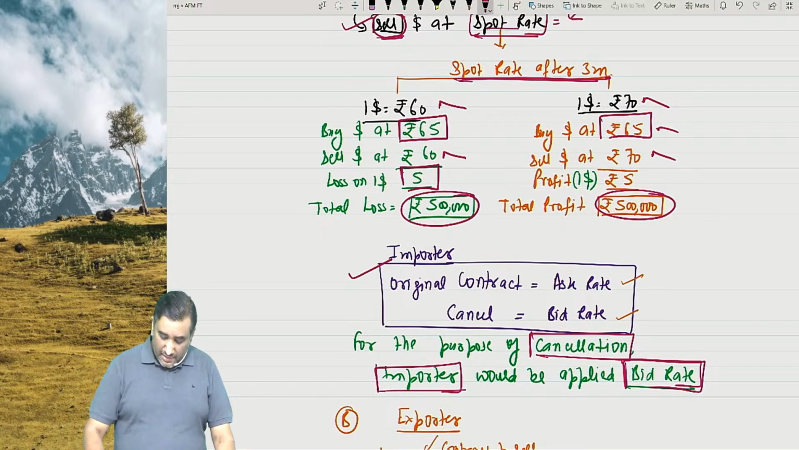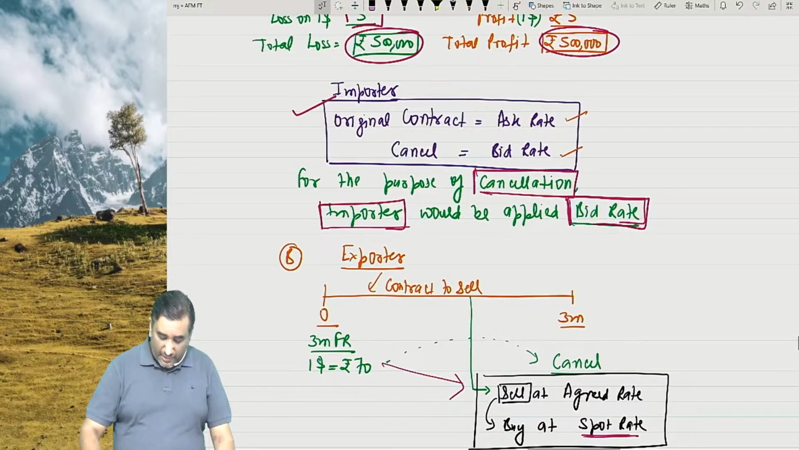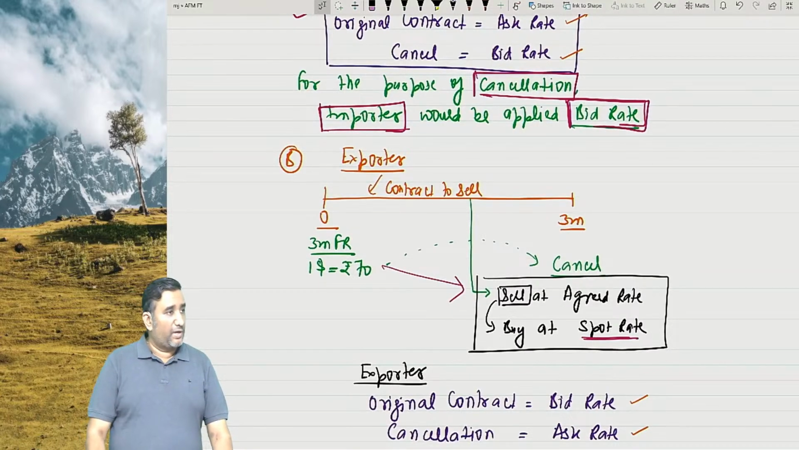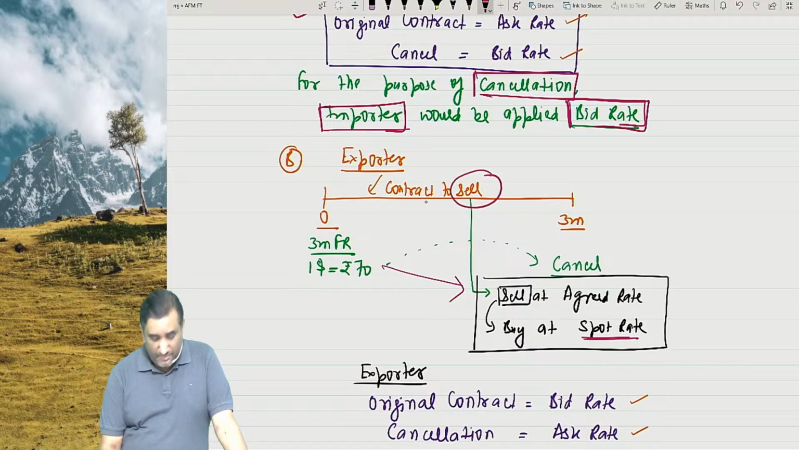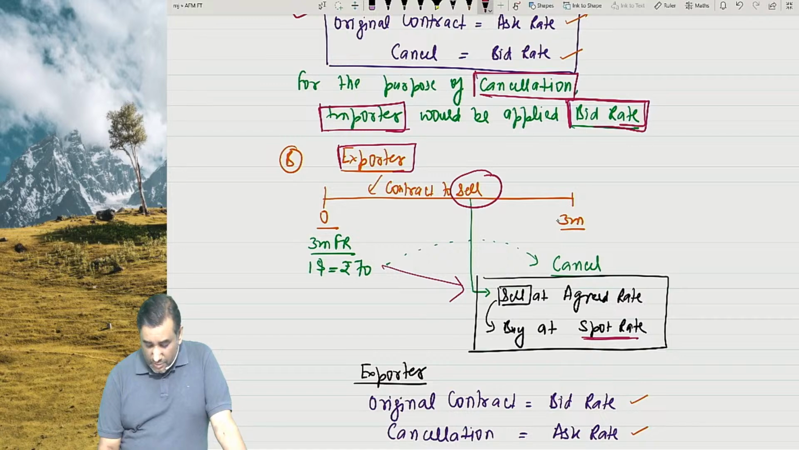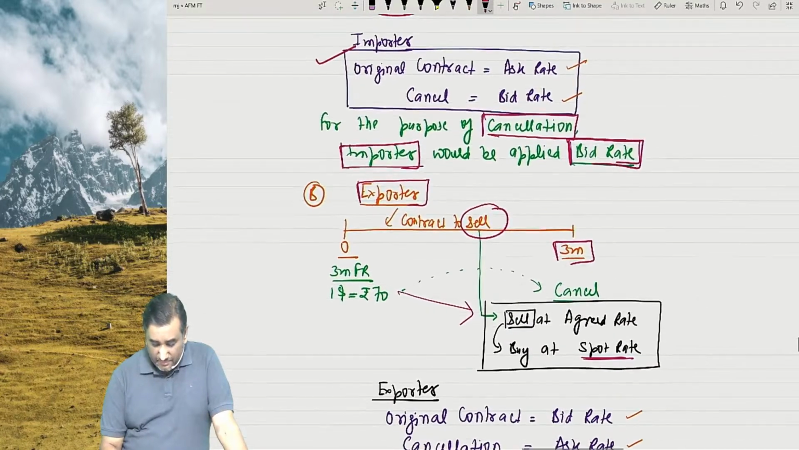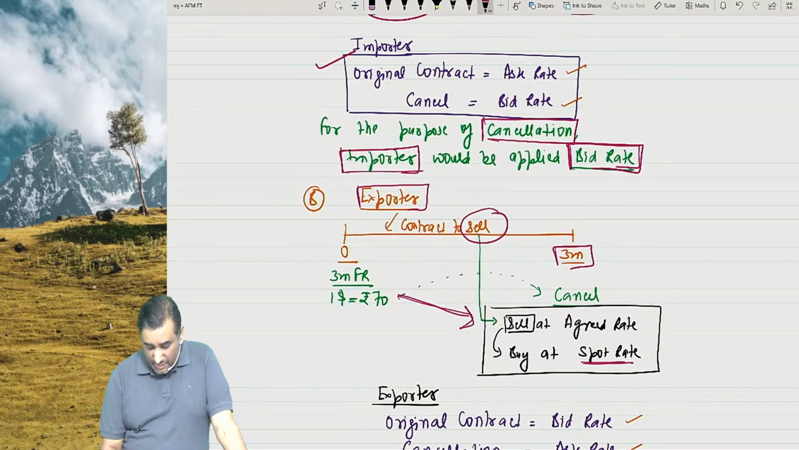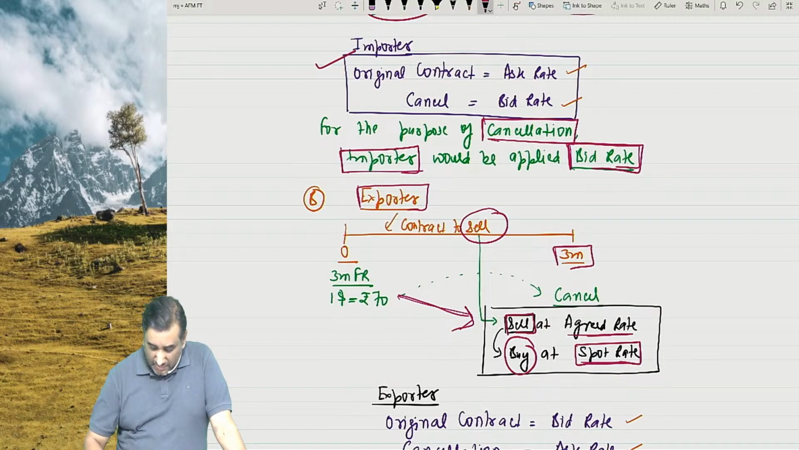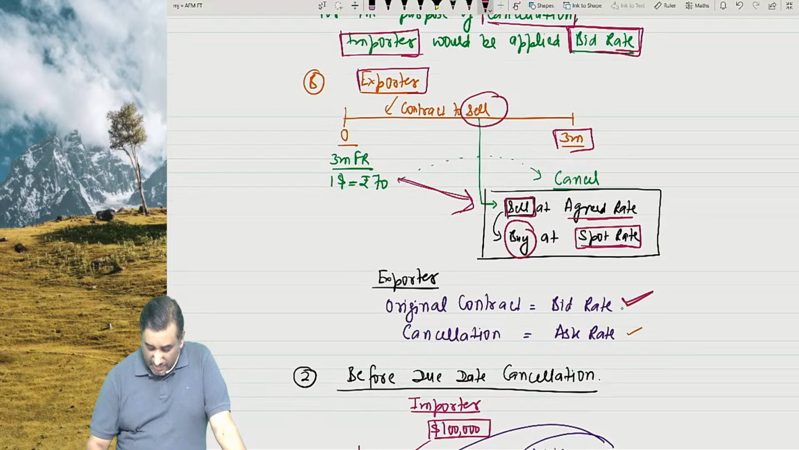That's the cancellation. Exporter case: the original contract is to sell. Due to some reason, the exporter is not able to fulfill this contract. It's a due date cancellation. Original contract, I am assuming, was 3 months time. In this scenario he will have to sell, and the sell would be cancelled with a buy. So sell at the agreed rate, buy at the spot rate on due date cancellation. The original contract of the exporter is at the bid rate, and cancellation would take place at the ask rate.